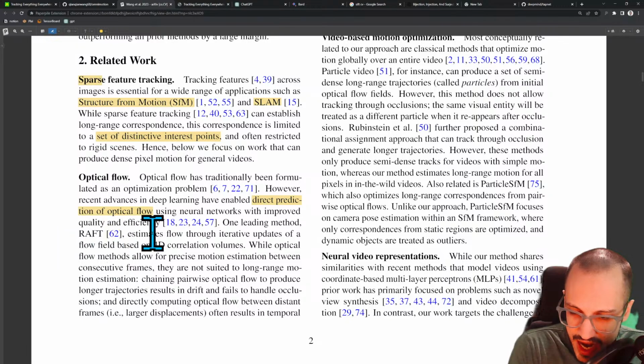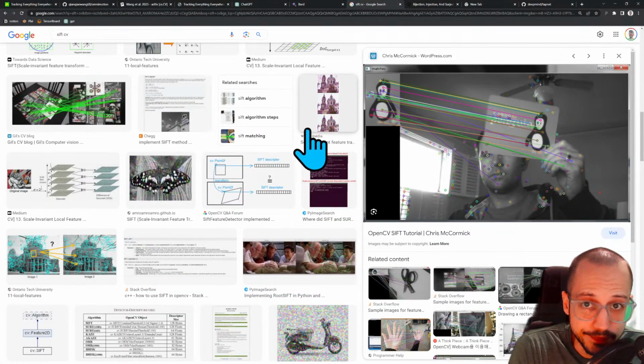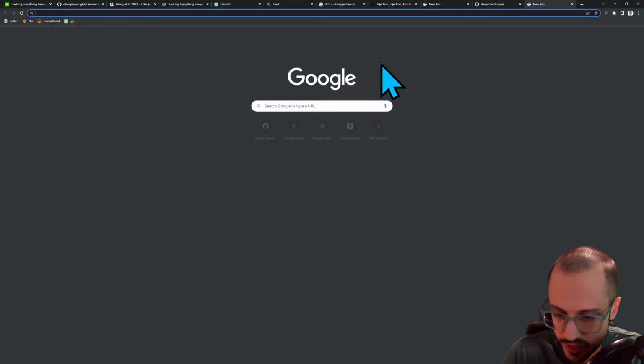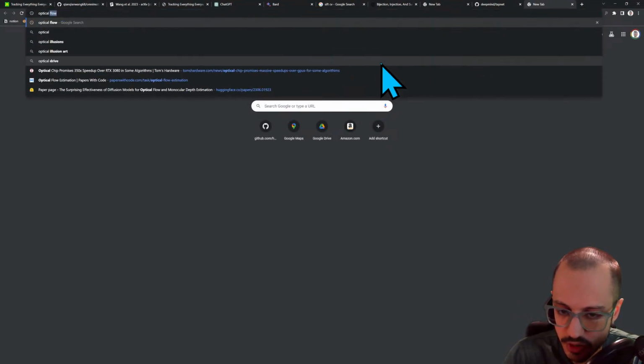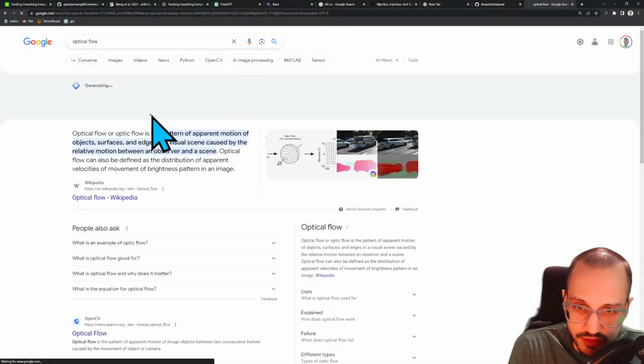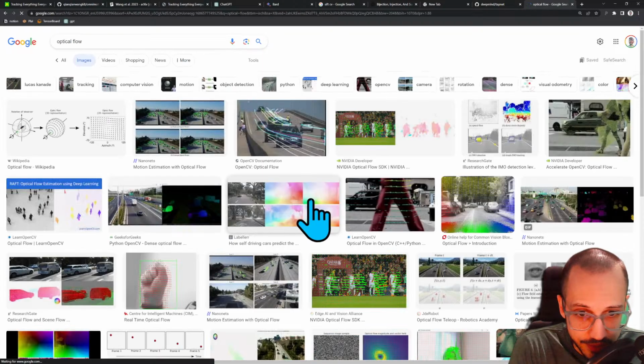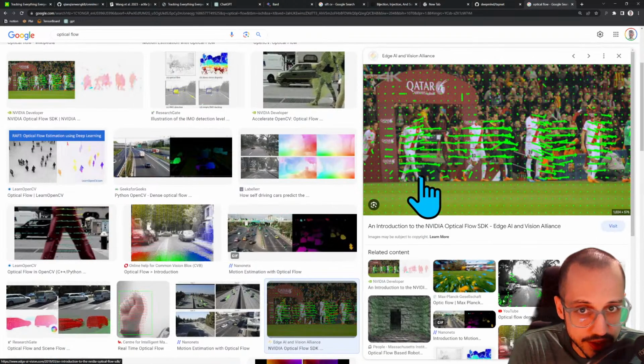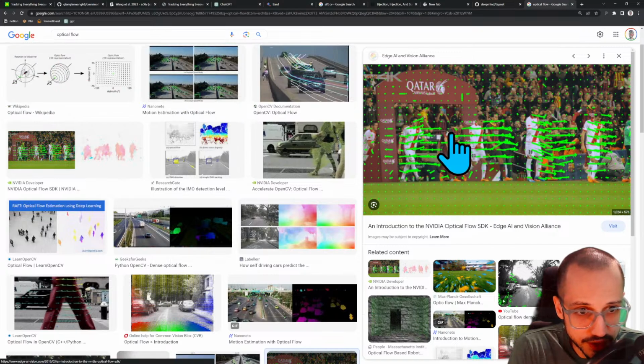One leading method, RAFT, estimates flow through iterative updates of a flow field based on 4D correlation volumes. Iterative updates of a flow field. Field there just means, whenever you see flow or whenever you see field, just think of a bunch of vectors sitting on a plane. So something like this, right? This is a field here. You see all these vectors, and then each of these vectors represents the motion of this point.